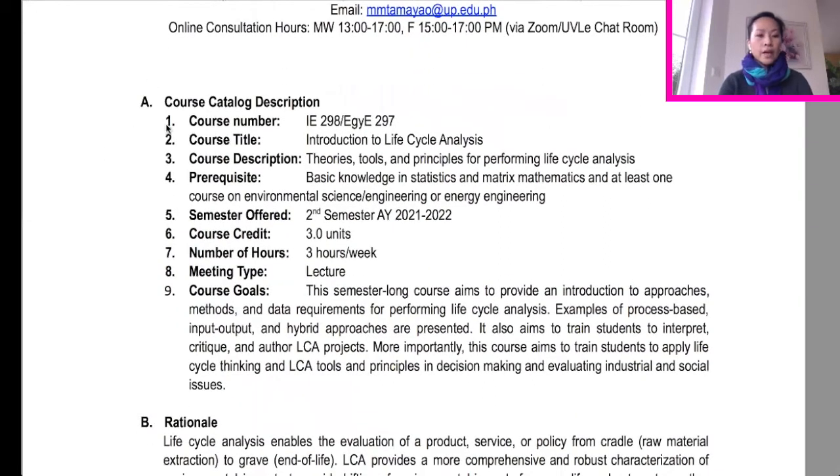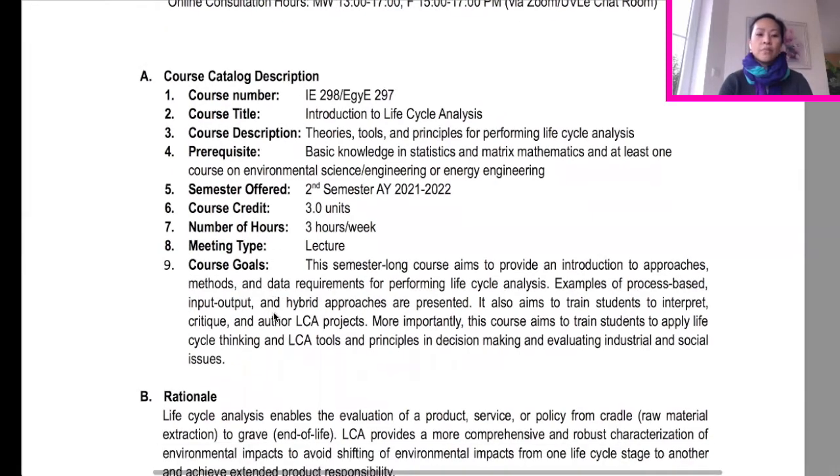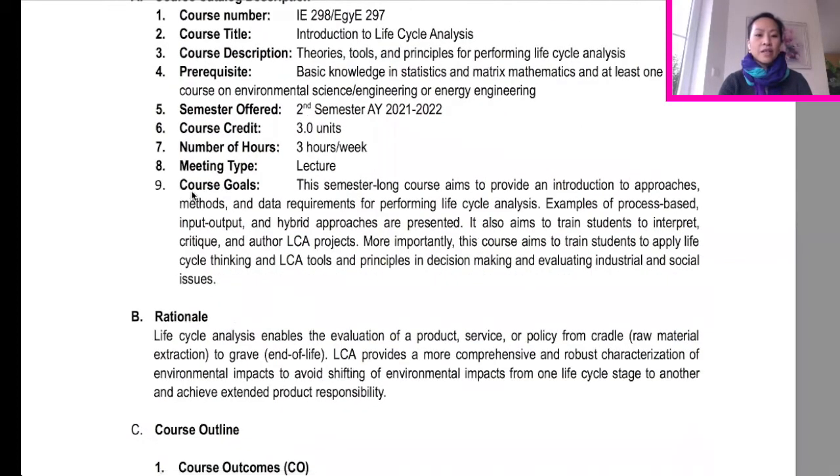Okay, and then section A basically are preliminaries to the course. Okay, so course number and so on. And of course, one of the most important things here is the course goals. So this semester-long course aims to provide an introduction to approaches, methods, and data requirements for performing life cycle analysis. Examples of process-based, input-output, and hybrid approaches are presented, but mainly focusing on process-based.